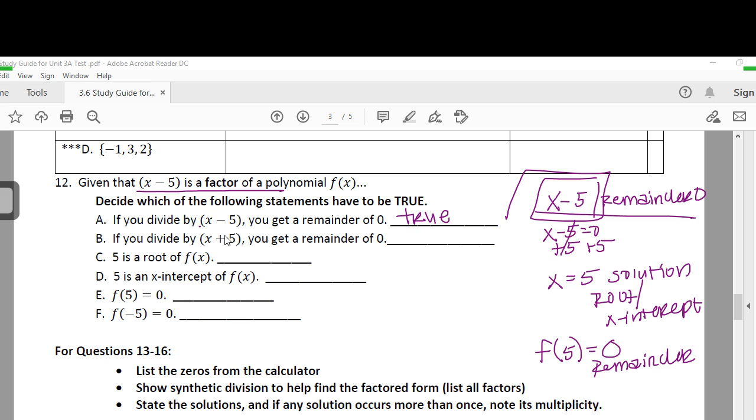If you divide by x plus 5, you get a remainder of 0. Well, did they tell me anything about a plus 5? No. So I have no idea if the remainder is 0. So this is false.